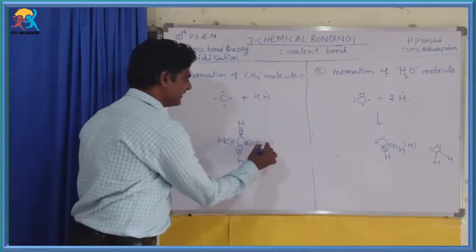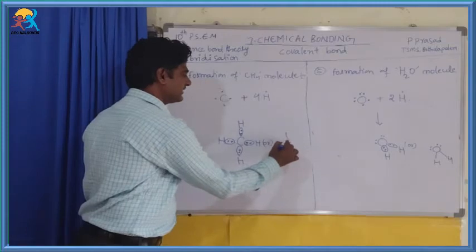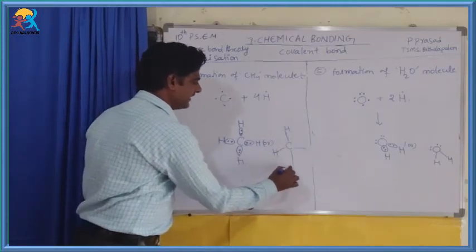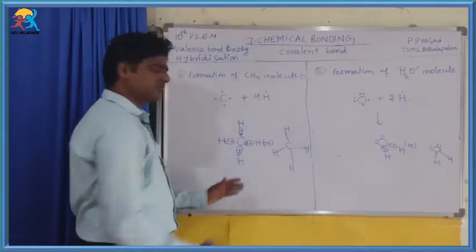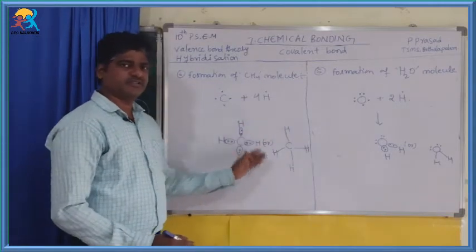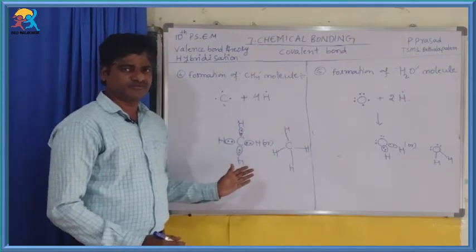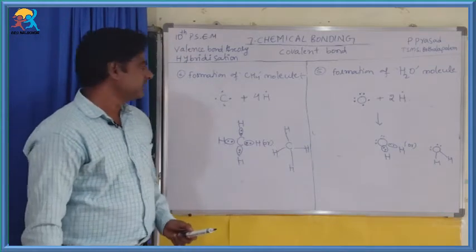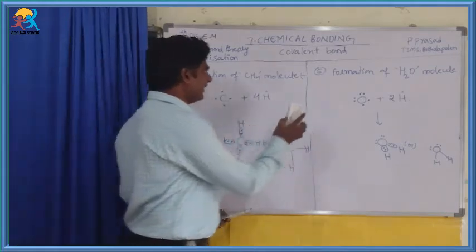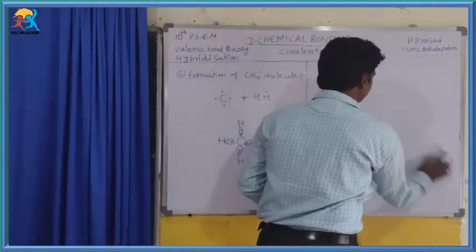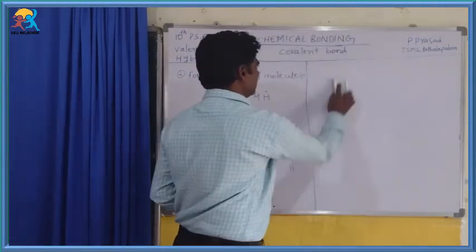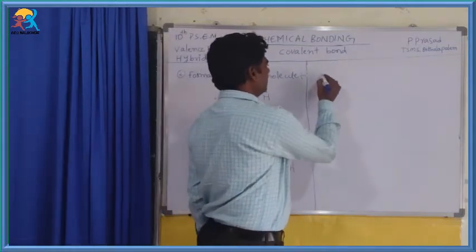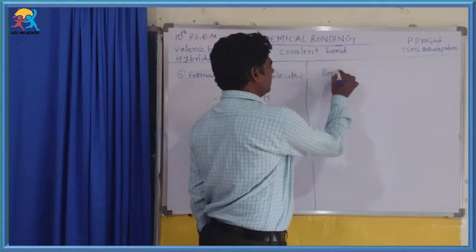These can be represented as 4 single covalent bonds formed around the carbon atom. So like that CH4, methane, it is also called the methane molecule, will be formed. So these are the examples for the formation of a covalent bond. Next we have to go to another topic, bond parameters. To understand bonds, we need to understand bond parameters.